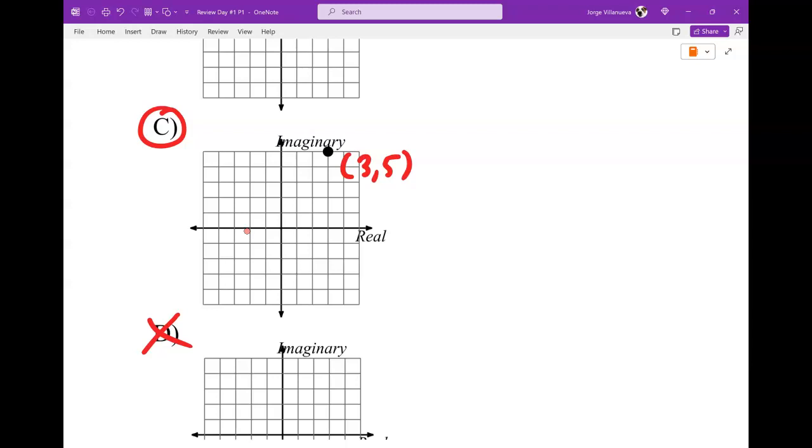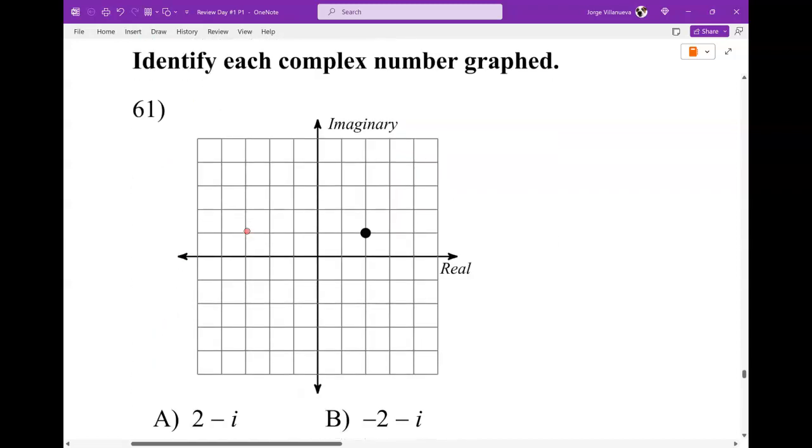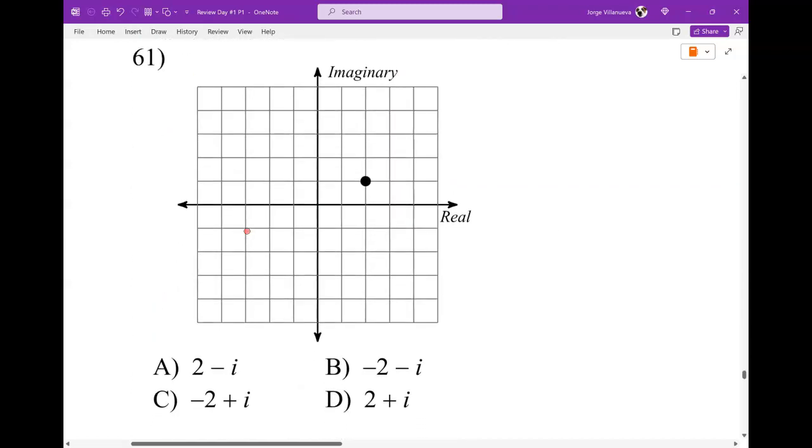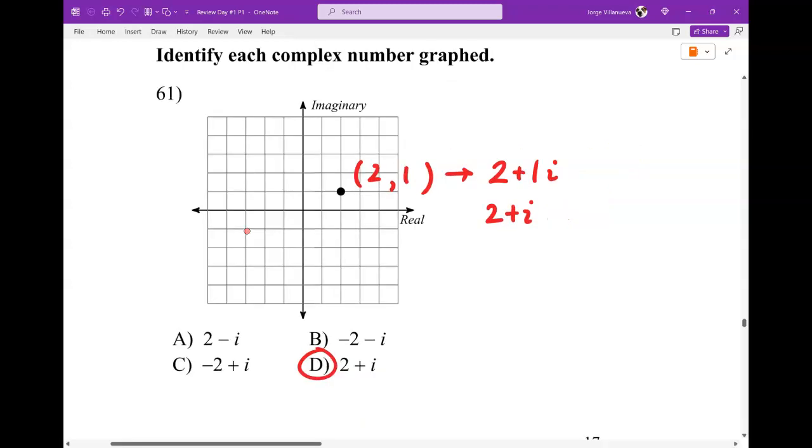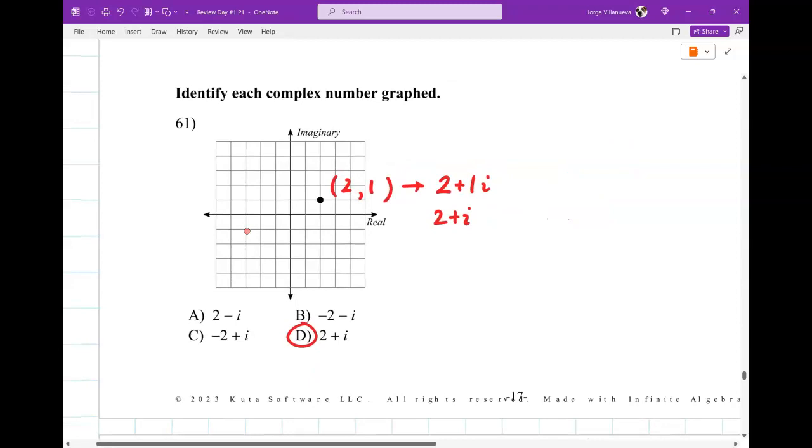And remember, if they give you a point, let's say negative 1, 8, then your imaginary number would be negative 1 plus 8i, which I think is what 61 is. So first you just want to write the point. So what is this point right here? 2, 1, which means it becomes 2 plus 1i, or just 2 plus i. So it's D. That's 61.